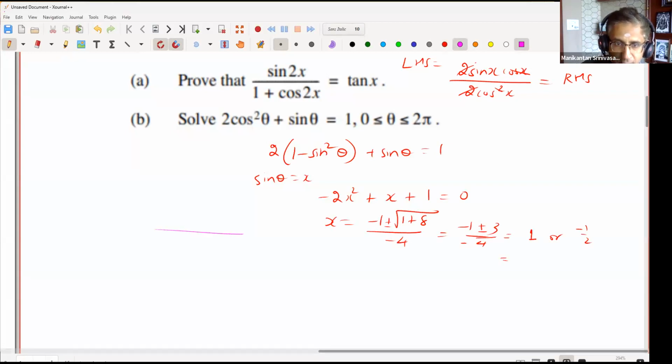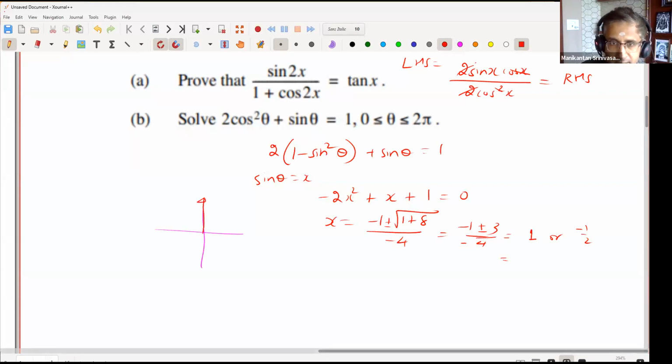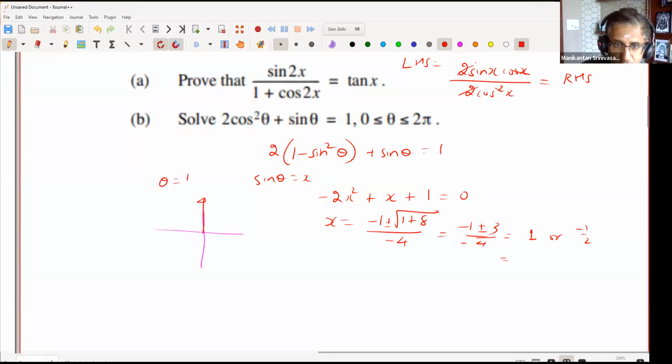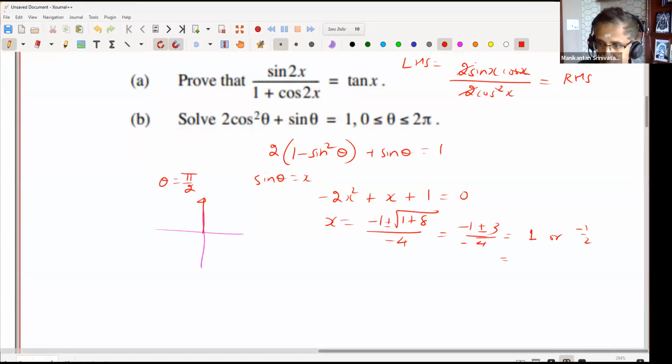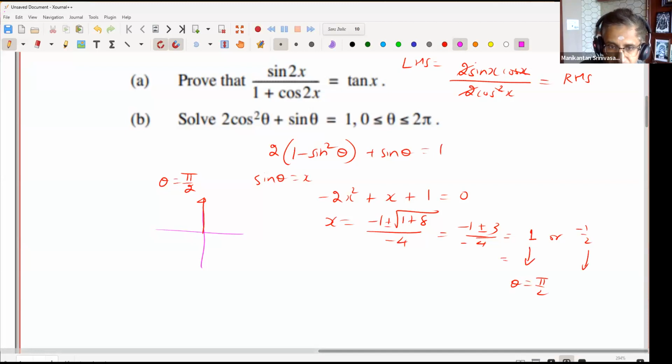Now from 0 to 2 pi. So sine theta is 1 at theta equal to pi by 2. So x equal to 1 corresponds to theta equal to pi by 2. And x equal to minus half. So when is it plus half? It's at 30 degrees. 30 degree, 150, 210, and 330.